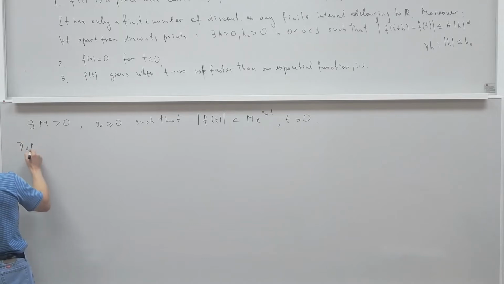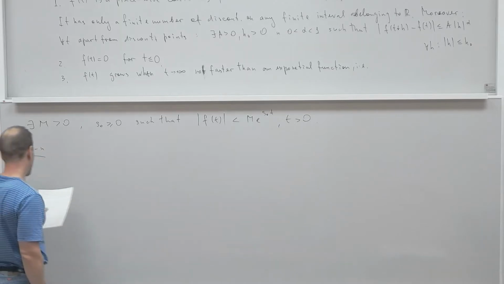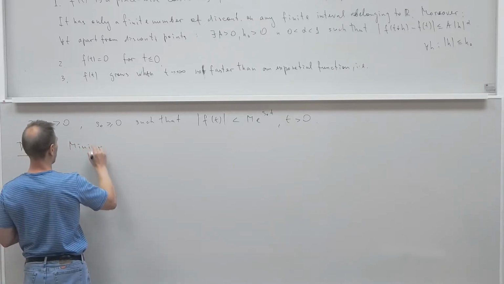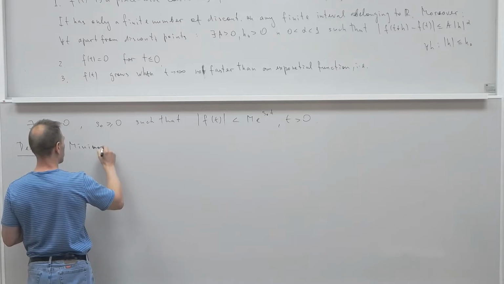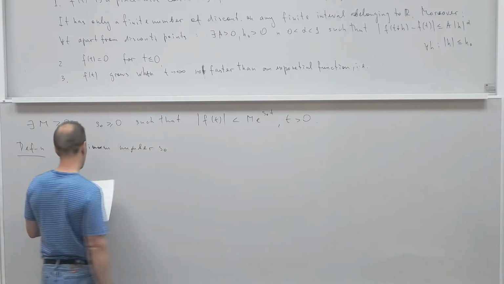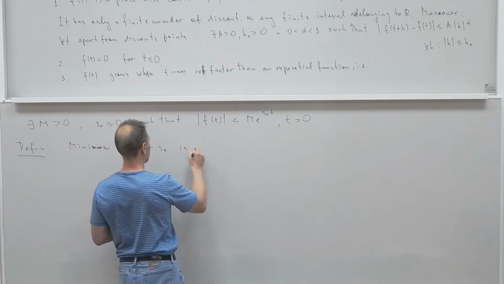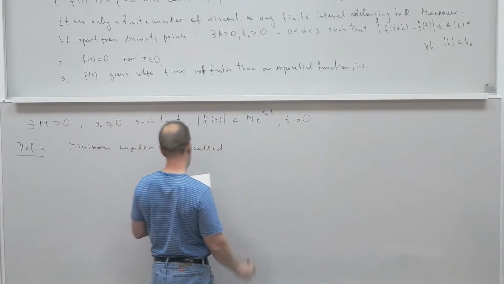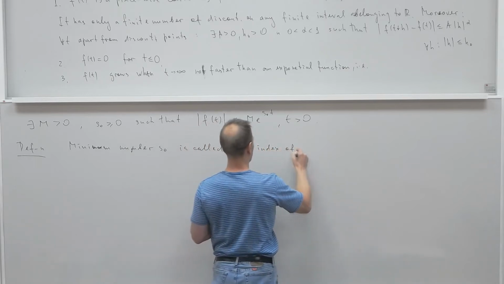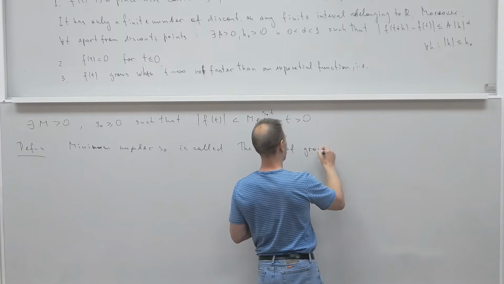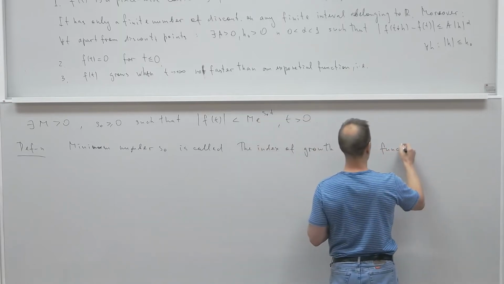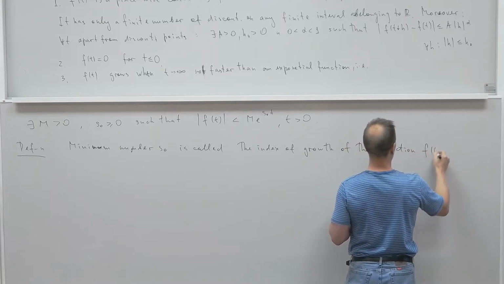Then, definition. The minimum number s0 is called the index of growth of the function f of t.